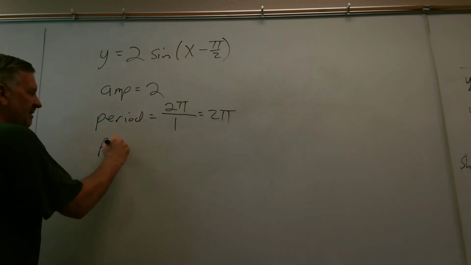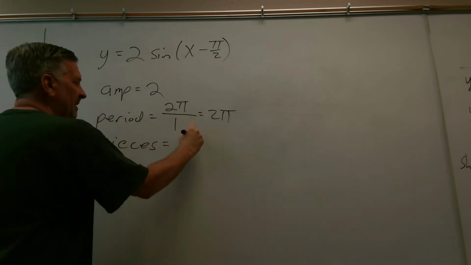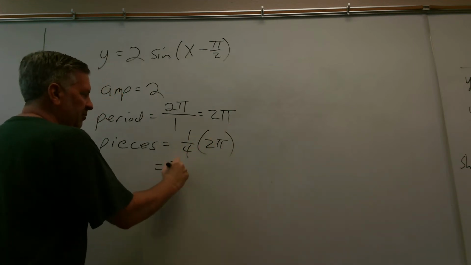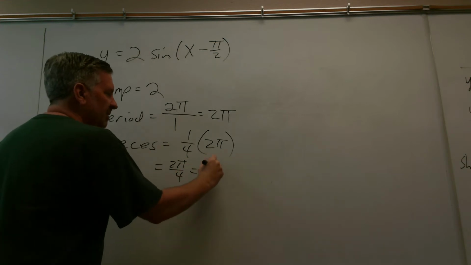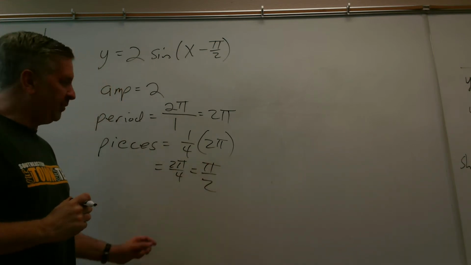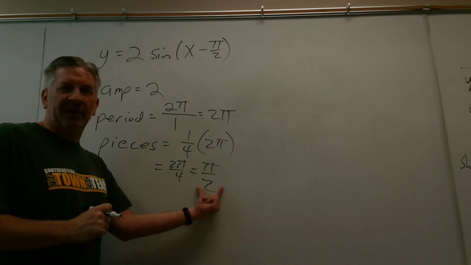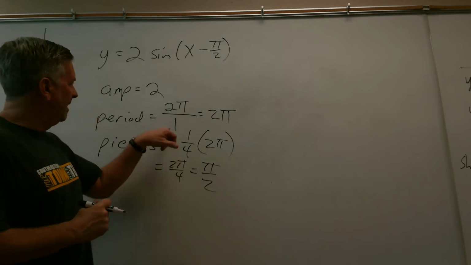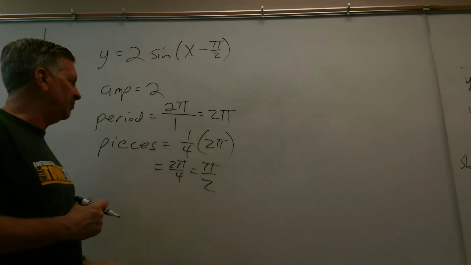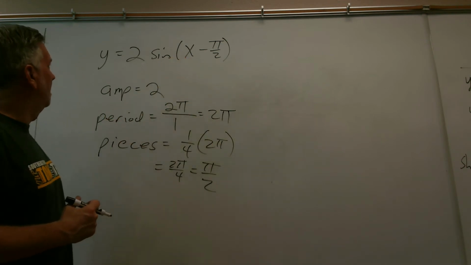Okay, let's do our pieces calculation. Remember, for the pieces, you take 1/4 of the period, and that's 2 pi over 4, which simplifies to pi over 2. And notice that shouldn't surprise you. Remember, in our original sine graph, the pieces were pi over 2, and the period was 2 pi, but that's because B was 1, just like it was in the original sine graph.